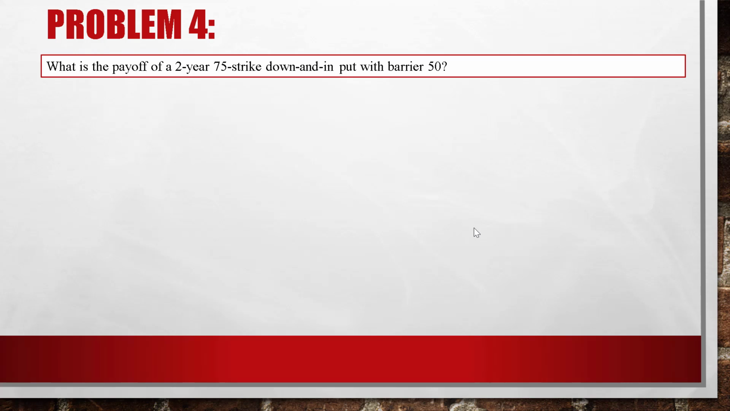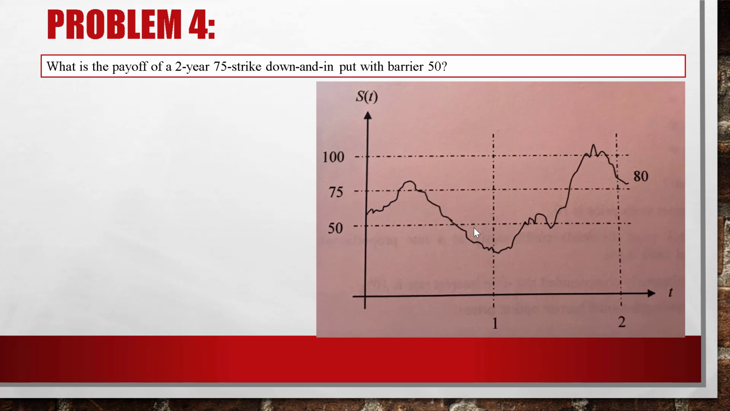And here we have Dow because we consider the down barrier. So let's look at the chart. We consider 2 years, so we consider time 2. At time 2, the stock price is 80. The lower barrier is 50. The upper barrier is 100.